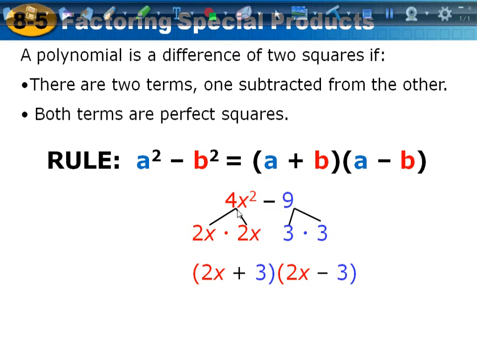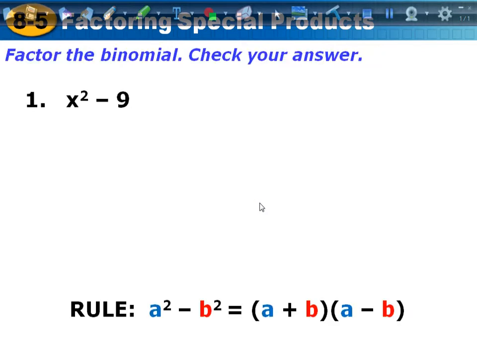So I can split 4x squared into 2x and 2x, and 9 into 3 and 3. And with my rule, it says you have a plus sign in one and a minus sign in the other. So we're going to say 2x plus 3 and 2x minus 3. But again, first term has to be a perfect square, last term has to be a perfect square, and there has to be a minus sign in the middle for this rule to work. All right, go ahead and write down number 1, x squared minus 9.